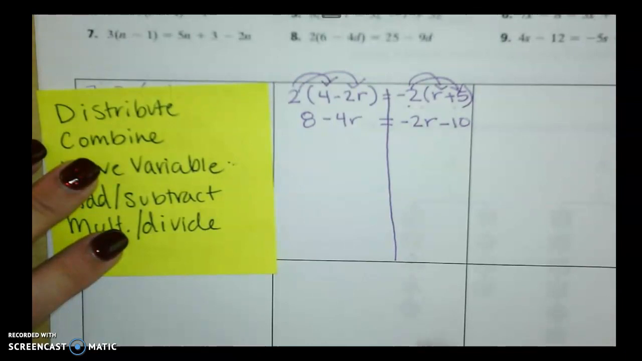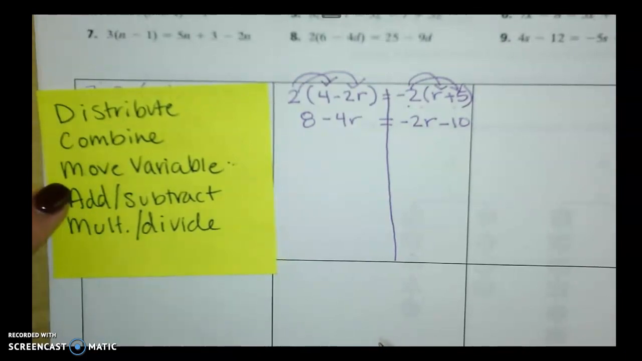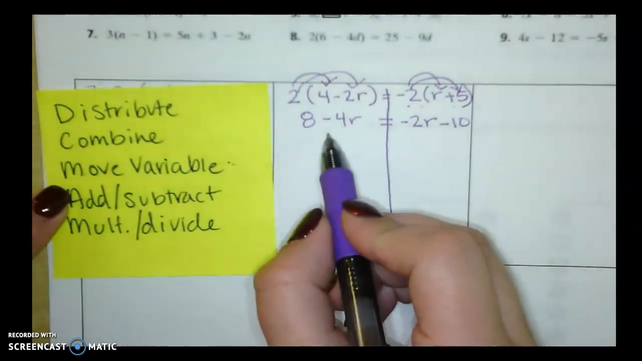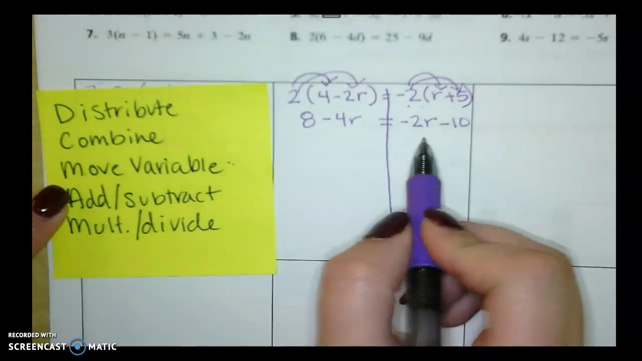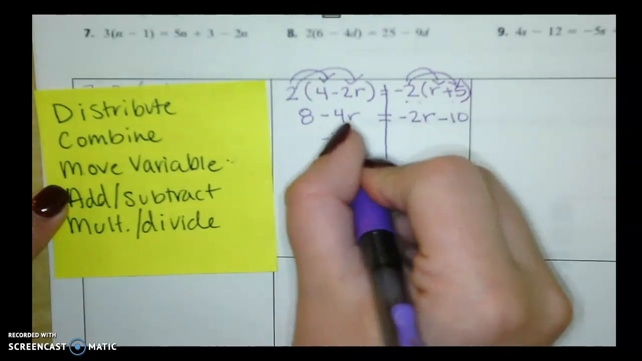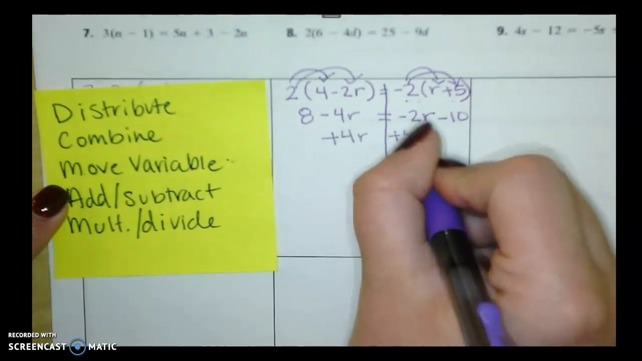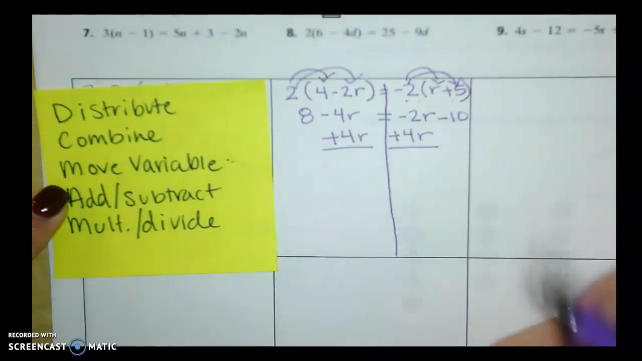Let's make sure we know how to solve an equation. So now the next step is to move the variable. Remember, I want you to move the smaller of the two. Between negative 4 and negative 2, negative 4 is the smaller one, so we're going to get rid of it by adding 4r to both sides.